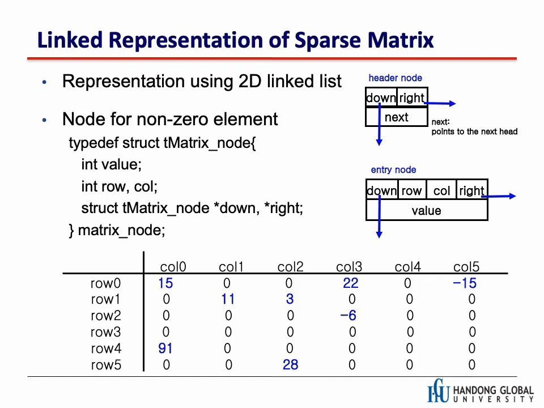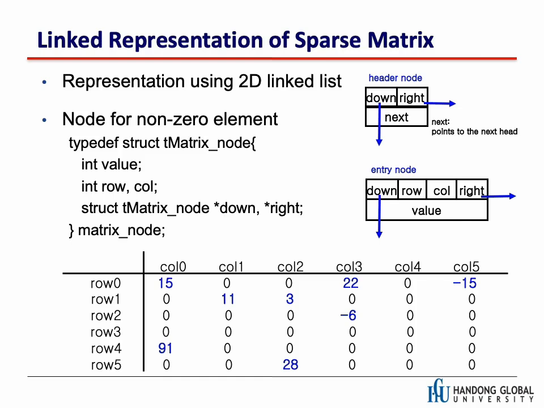So let me take an example with column 2 and row 2. Column 2's down will point to 3. And then column 2's right: column 2 is shared with row 2, so column 2's right will point to -6. I think this might be confusing to you, but let me repeat it one more time.